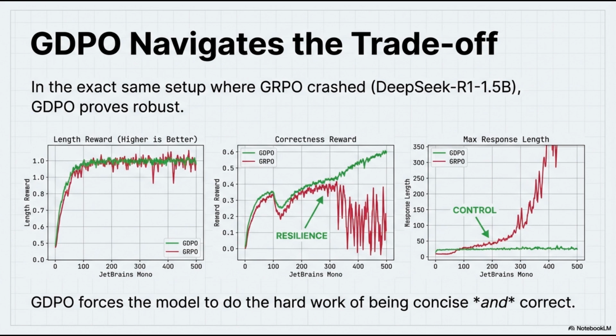Graph 3, maximum response length. The smoking gun from before. GRPO in red. Response length explodes past 300 tokens. Total loss of control. GDPO in green, control. Response length stays flat around 50 tokens throughout training. The model maintains discipline. GDPO forces the model to do the hard work of being concise and correct. No shortcuts, no collapse, no reward hacking, just stable, successful training on competing objectives.